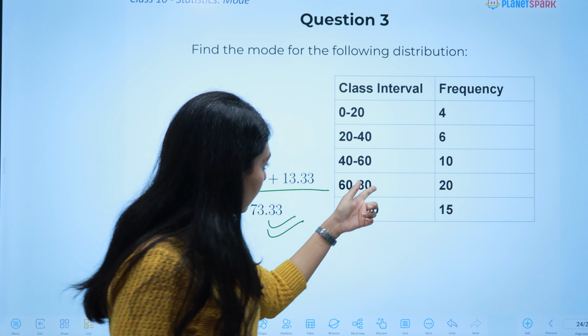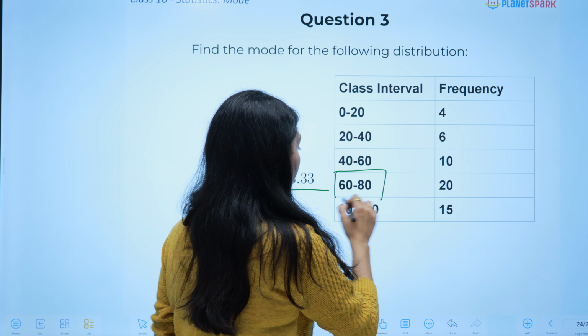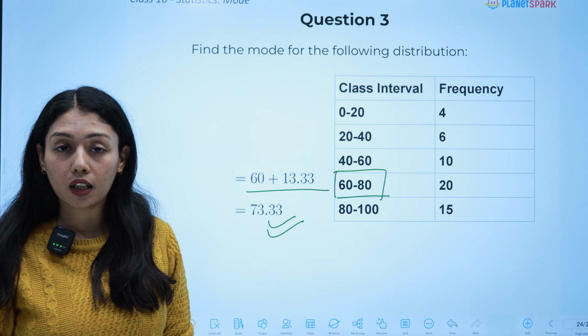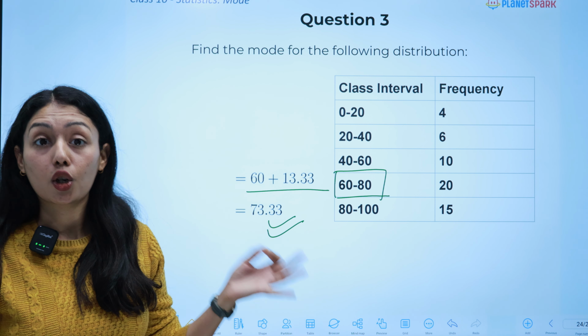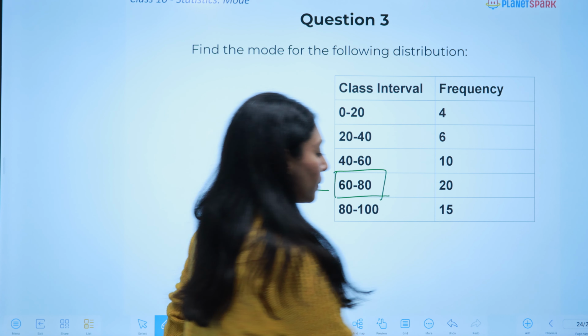73.33. क्या ये मॉडल क्लास में lie करता है 60 to 80 के बीच? 73.33, the value that we have got? Absolutely. That is the mod of the data, which is the right answer.